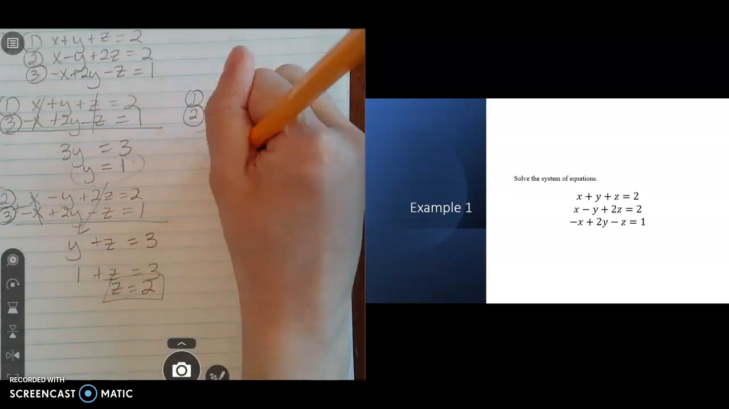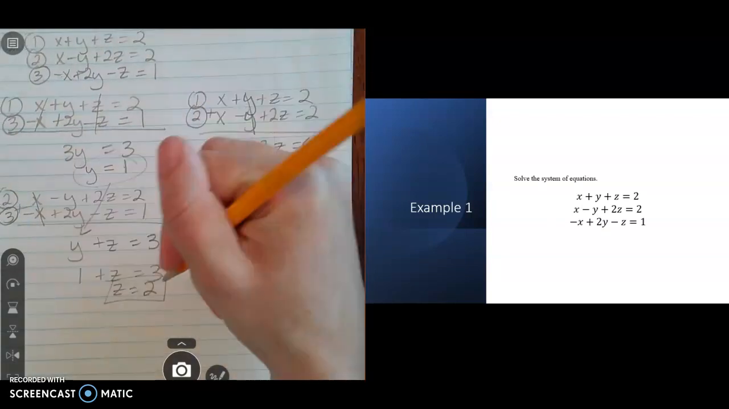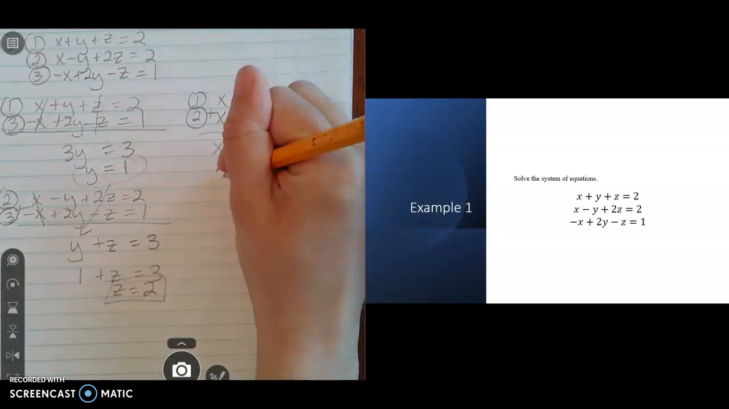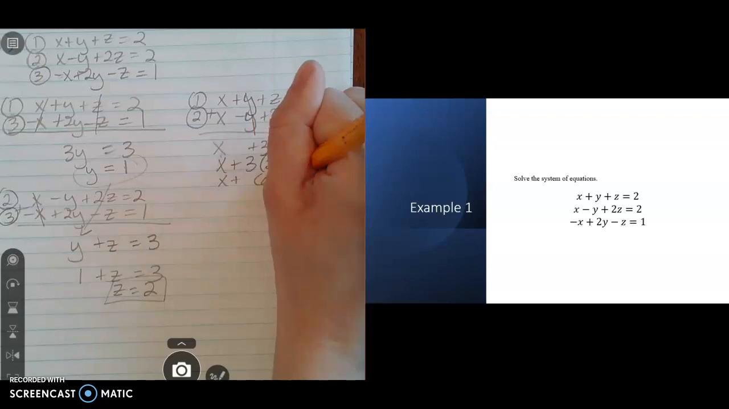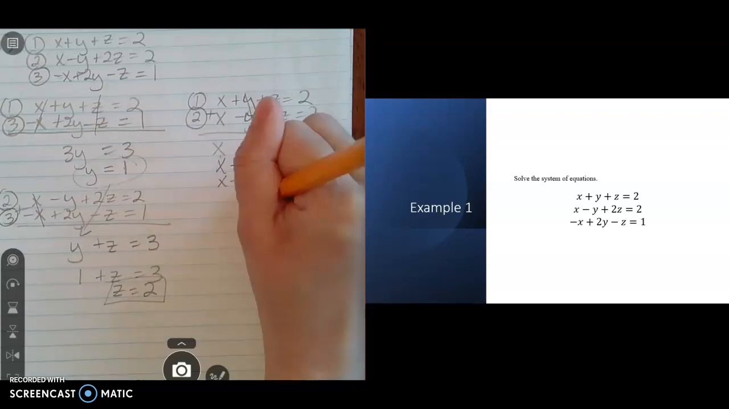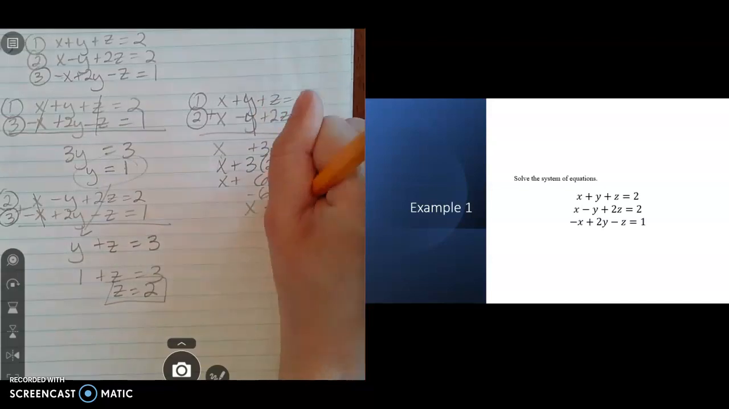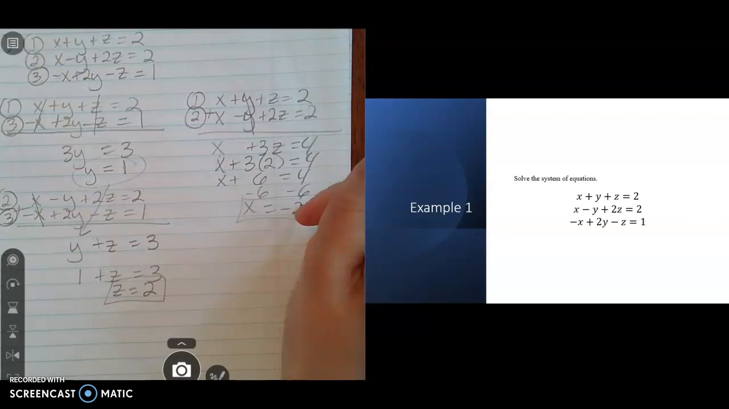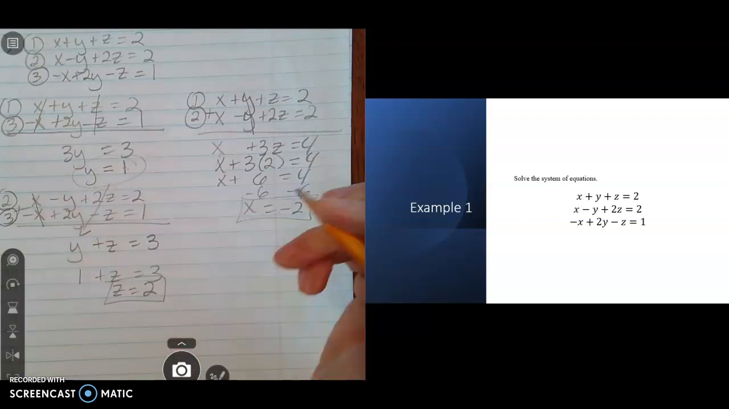So x plus 3z, and I just found z is 2, equals 4. 3 times 2 is 6. And if I subtract 6 from both sides, I'll have x is negative 2. And now I have all three pieces. I have x is negative 2, I have y is 1, I have z is 2.